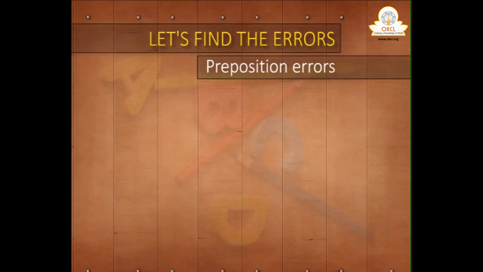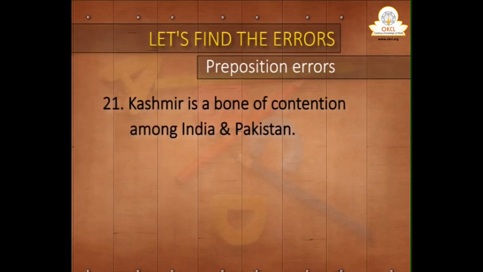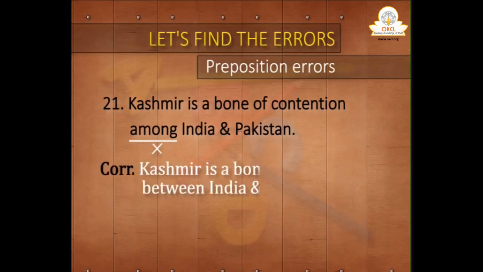Kashmir is a bone of contention among India and Pakistan. See, bone of contention. Among is wrong. Why is among wrong? Because we are talking about two parties, two persons, two things, two countries. So between is appropriate here. So Kashmir is a bone of contention between India and Pakistan.